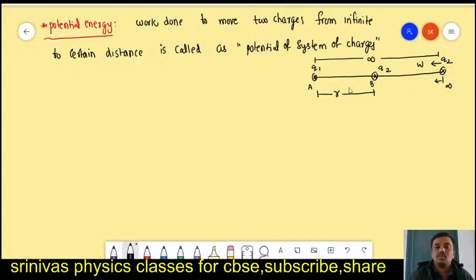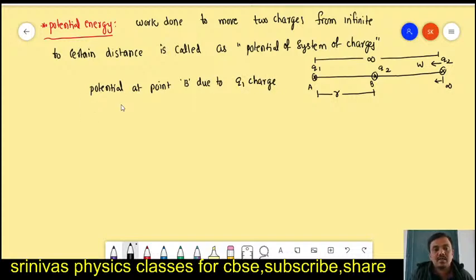And now work done we have to calculate to move the q2 charge from infinite to this point. Then work done we know, due to the q1 charge potential we have to find out. Okay, the expression I am going to derive is a very easy expression. Potential at point B, due to the q1 charge.